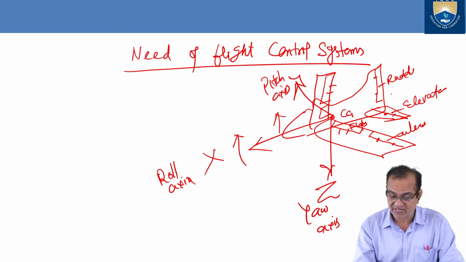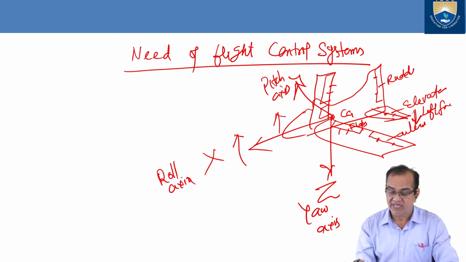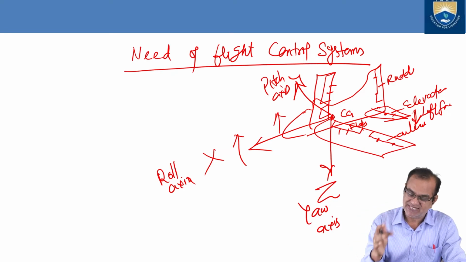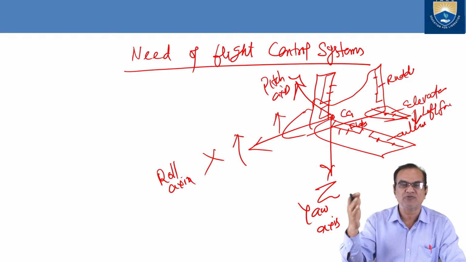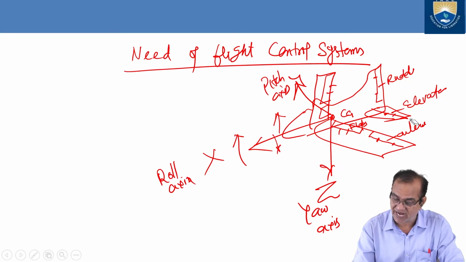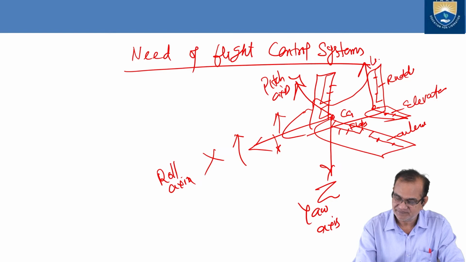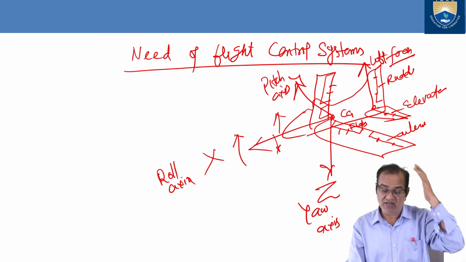If I make the elevator up, then the force will act in this direction. A lift force will act downwards. This downward force will make the aircraft pitch up like this. Nose will go up. The opposite will happen otherwise. So you can see that if you want to make nose up, your elevator should go up. If you want to make nose down, elevator should go down. So to make elevator down, this lift force should act in this direction, and your aircraft will move accordingly.